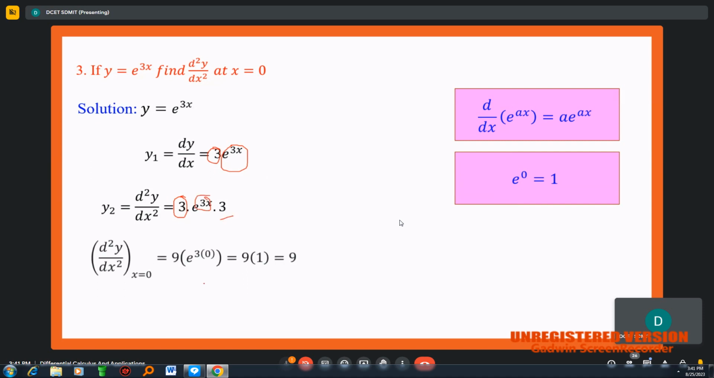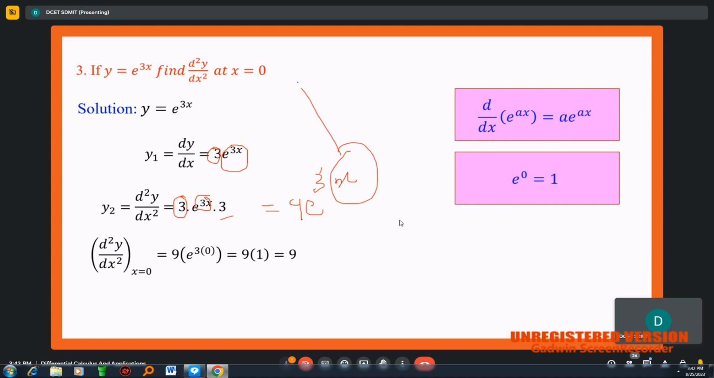Now simplify this one, we are getting 9 into e to the power of 3x. After getting 9 into e to the power of 3x, now we have to substitute in the place of x. What are we replacing? In the place of x, we are replacing 0.